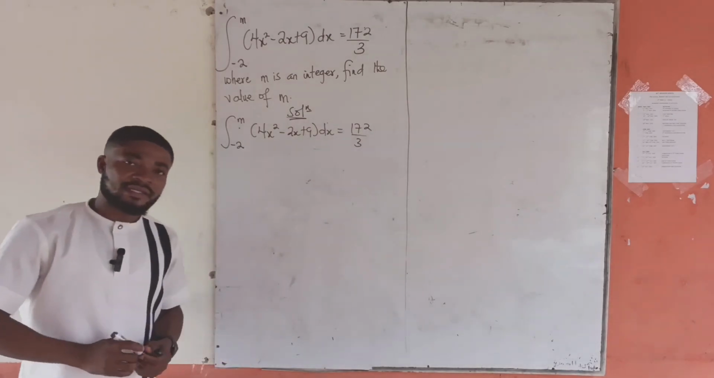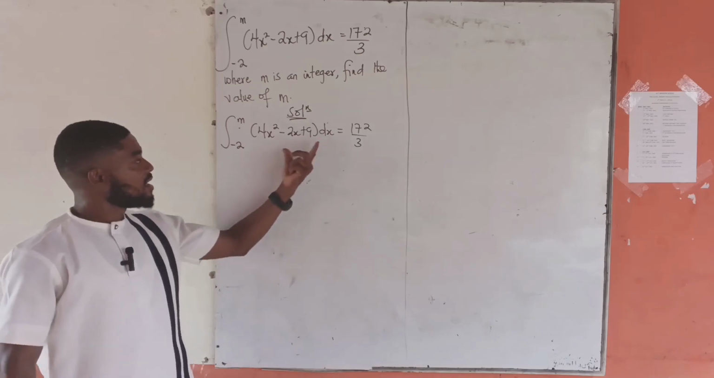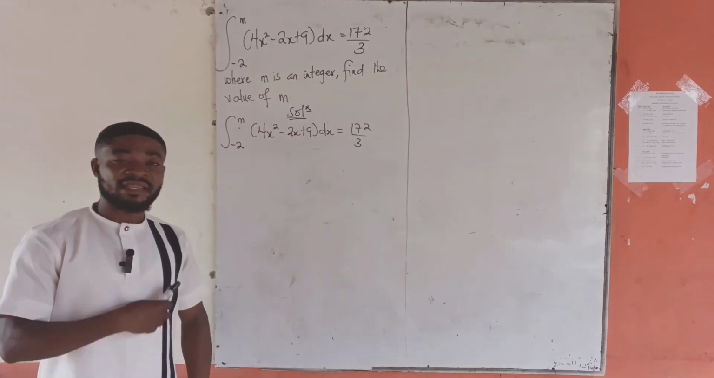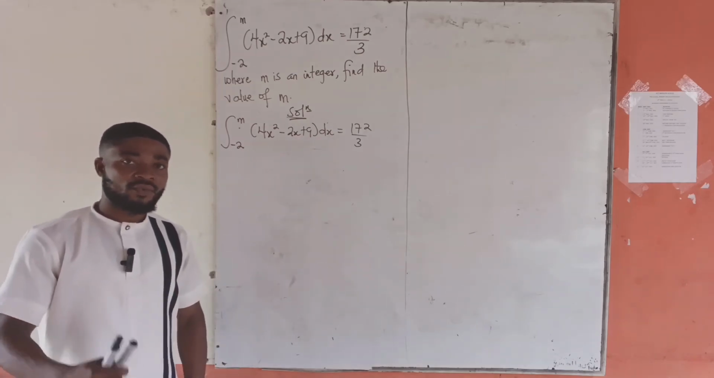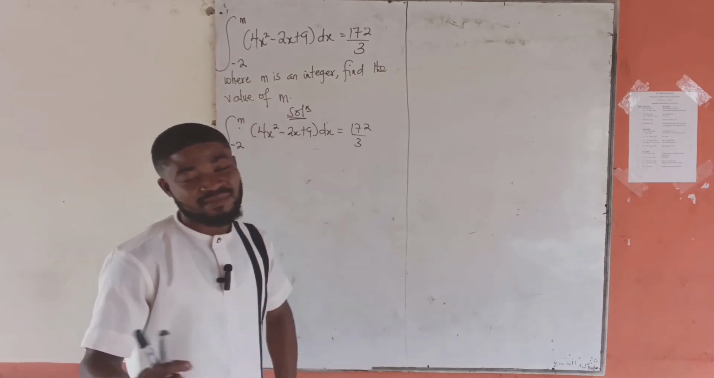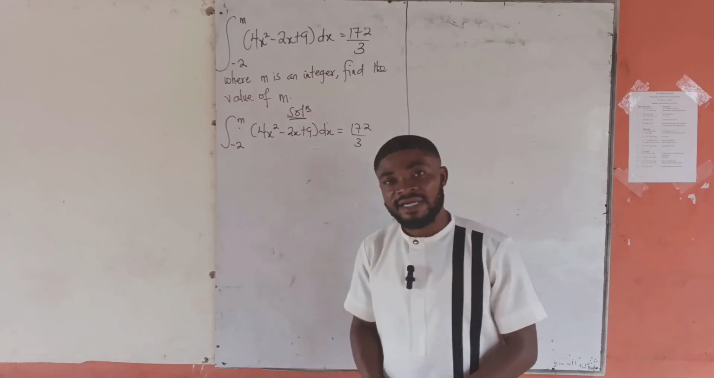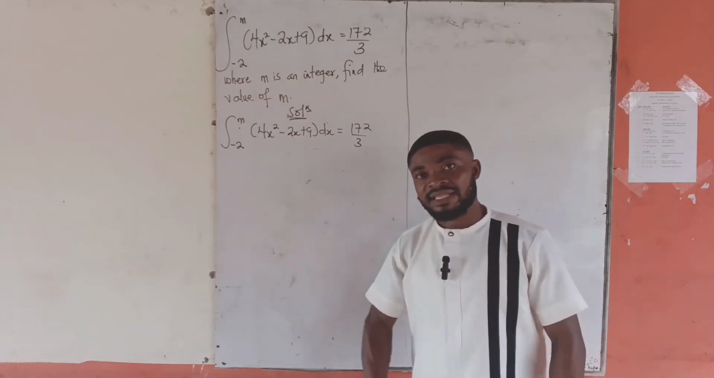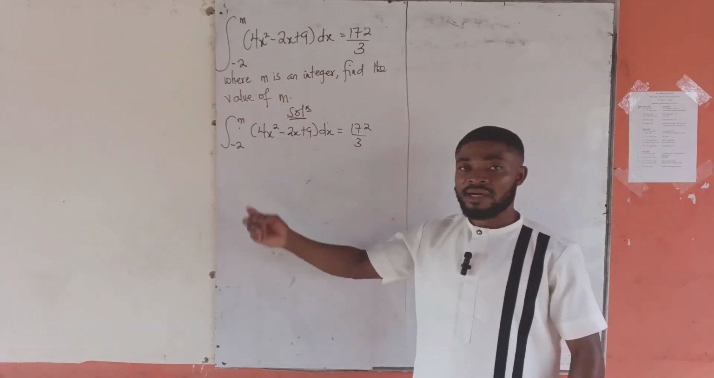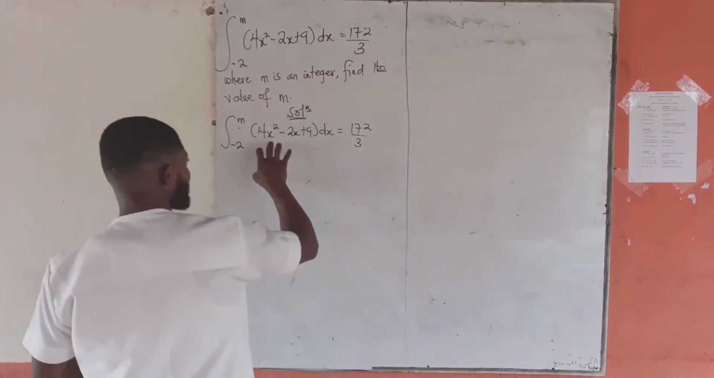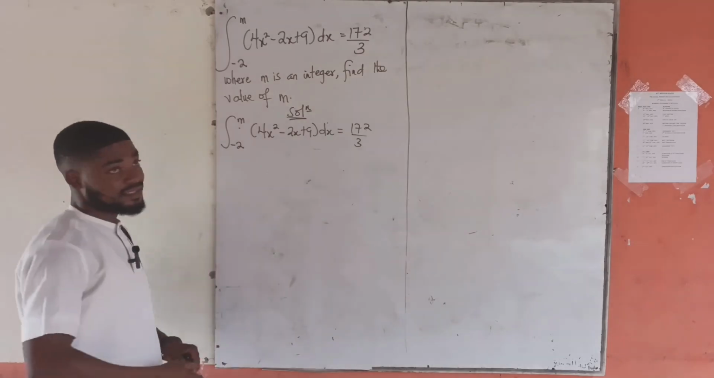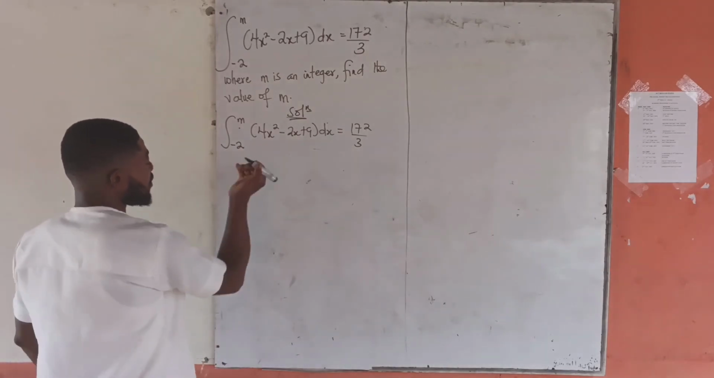Now, since we are integrating with respect to x, wherever we see x in the expression, we need to increase the power of x by 1, and then we divide the whole of that particular term by the new power. So we take this side alone, leaving the 172 out for now.